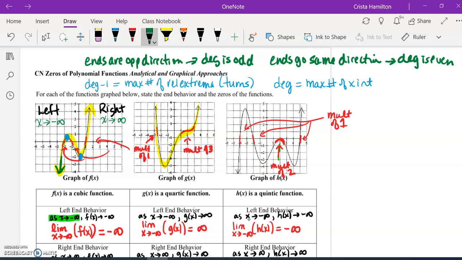Now, I obviously know here in g of x, even though I only had 2 real x-intercepts, that it's not a quadratic. The reason I know it's not a quadratic is because I have a multiplicity of 3. Do you see here where it crosses right here? It's got a point of inflection there. I say it looks like a cubic, where it has that nice little flat leveling off point of inflection.